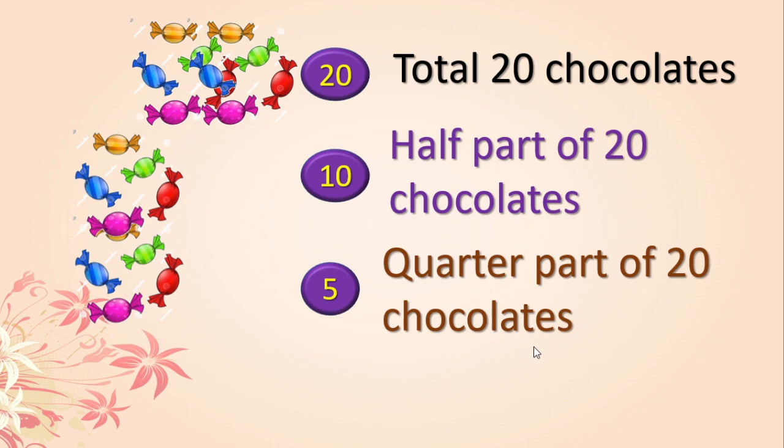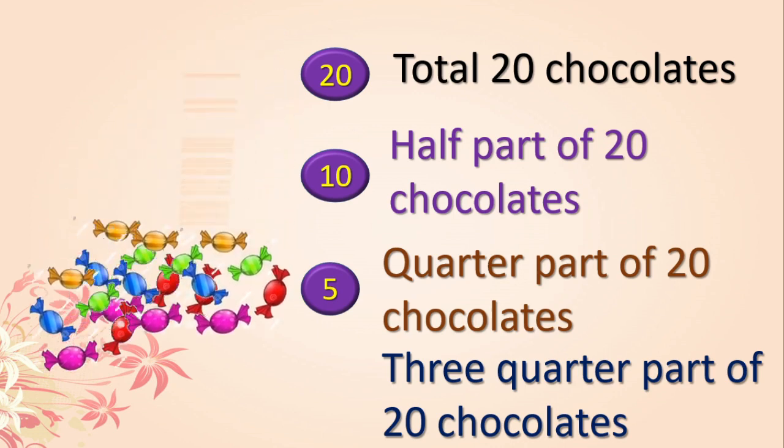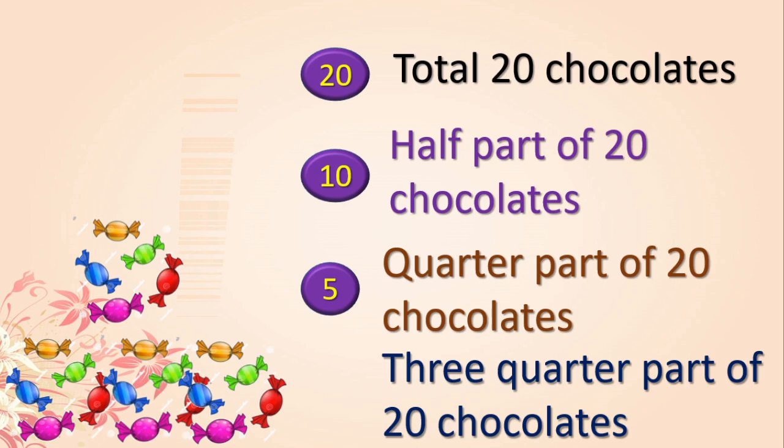Right? Now, one more we have learned now. That is about the 3/4. Okay, come on, tell me 3/4 part of 20 chocolates. How much? Yes, you know that 1/4 is 5. Then, come on. Yes, very good. 15. 1/4 is 5. 3/4 means we will multiply 5 by 3. That is nothing but 15 chocolates. Very good.